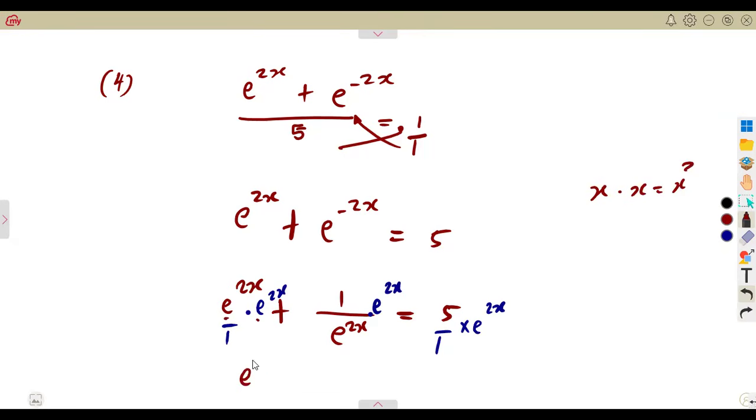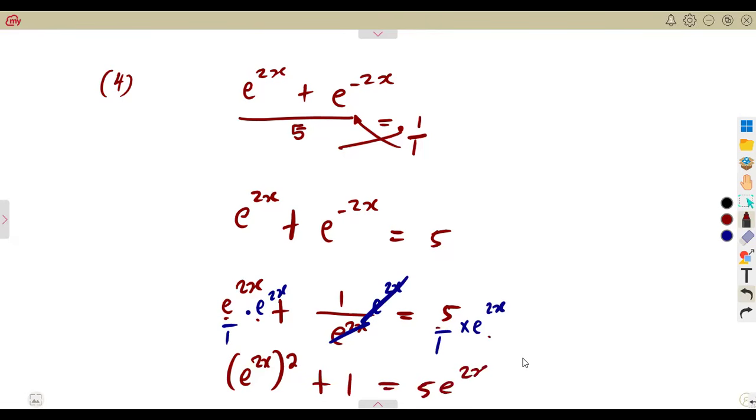So this is the same as e to the exponent of 2x, squared, just like x times x is x squared. All right, this will cancel. The e to the exponent of 2x and e to the exponent of 2x will remain, with plus 1, which is equal to 5 times e to the exponent of 2x.